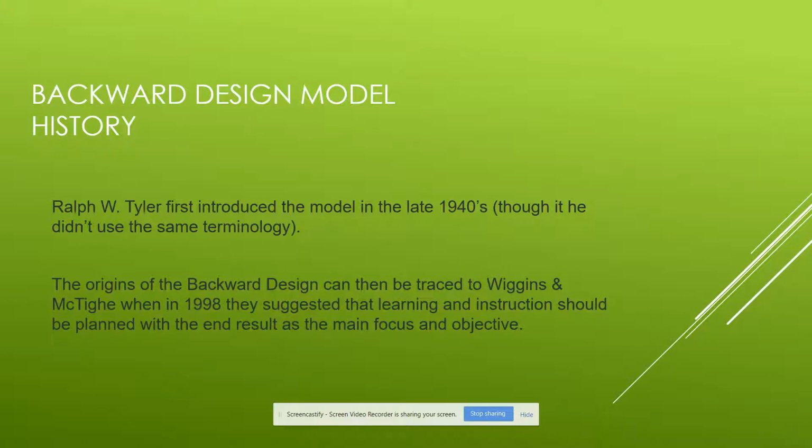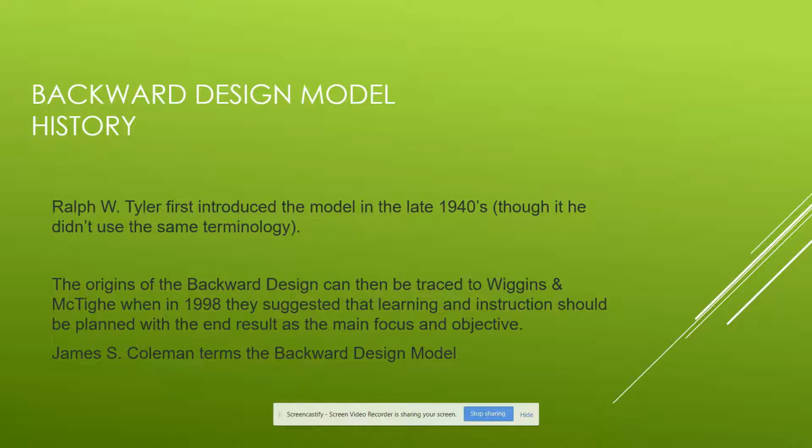Then it gets picked up again in the 1990s by a couple of fellas named Jay McTighe and Grant Wiggins, who wrote about and suggested that learning and instruction should be planned with the end result and objective as the main focus. And obviously, this is about the same time as we see high stakes testing and standardized testing coming into fruition. So I'm sure there is no coincidence there.